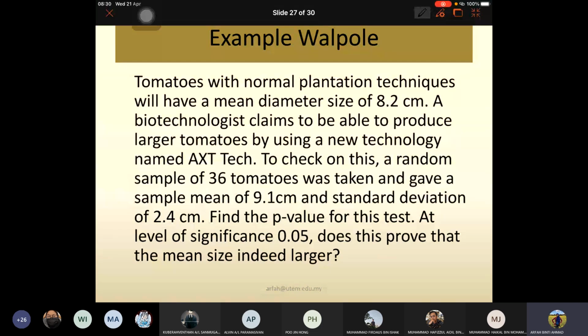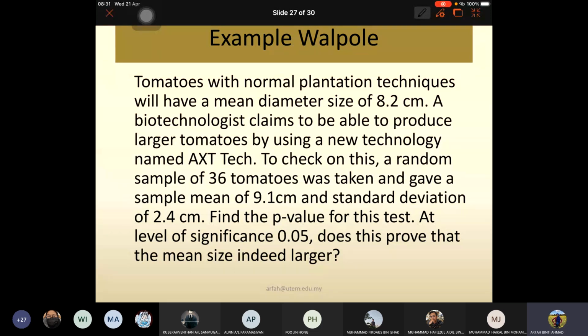So find the p-value for this test, and at the level of significance, does this prove that the mean size is indeed larger? Maksudnya seorang penanam tomato, dia tanam tomato, and then biotechnologist datang, dia kata kalau menggunakan AXT technology, so maybe AXT technology is a kind of fertilizer. Okay. So dia kata tomato yang dihasilkan akan jadi lebih besar. So nak uji betul ke tak, 36 batang pokok tomato dengan AXT teknologi, and then from here, dia ukur dia punya diameter.